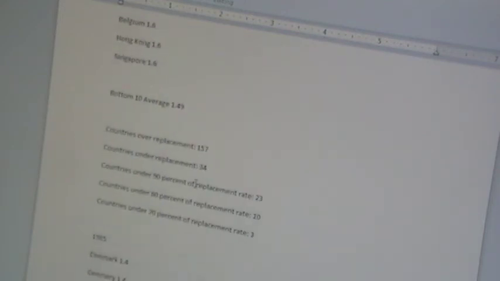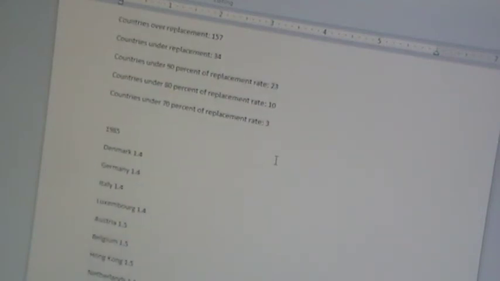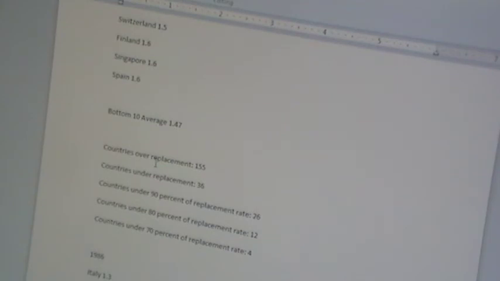All right. Germany now is 1.3. And you still have all these European countries. But hey, look, Hong Kong has entered the mix. And the bottom 10 average now is 1.49. Countries over replacement remains about static, about the same. And you have 23 under 90%, 10 under 80%, 3 under 70%. Again, it remains the same, except the Asian countries are starting to go higher up in the top 10. Here's Hong Kong. And the bottom 10 average drops a little bit to 1.47.